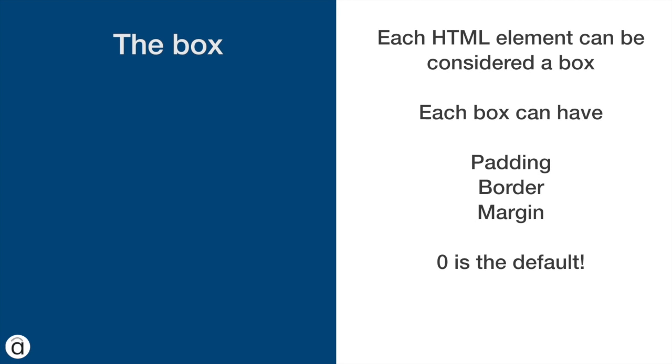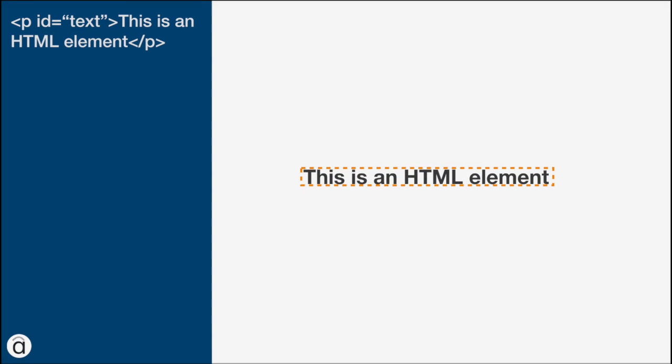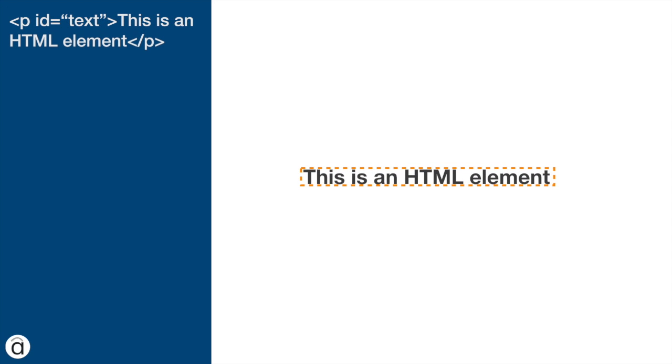So what's the box? Well, each HTML element can be considered to be at the center of a box, and we can create a box around it. And each box can have some padding, it can have a border, it can have a margin. It doesn't have to have any of these three, and you can select each one as required. You can have a padding without the other two, a border without the other two, and so on. Okay. So 0 is the default on all of these, and we have to add padding, borders, margins within our CSS as we require.